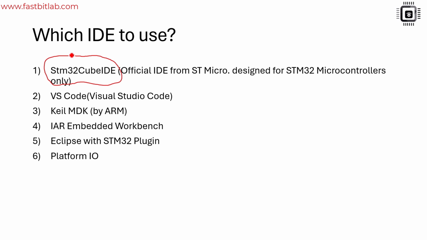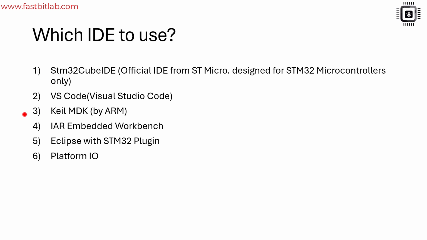We'll be installing this software. Apart from that, I'll also have one section where I will show you step by step how to use Visual Studio Code to work with STM32 microcontrollers. There is a plugin for STM32 microcontrollers. You can install that plugin in Visual Studio Code and start working with STM32 microcontrollers. So these two options are quite popular and very easy to use.